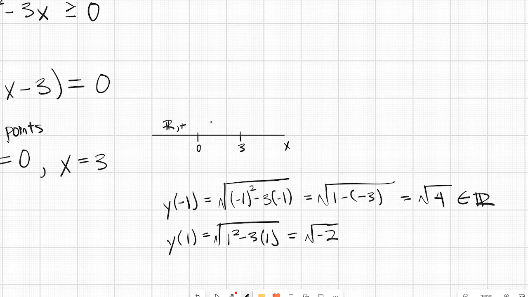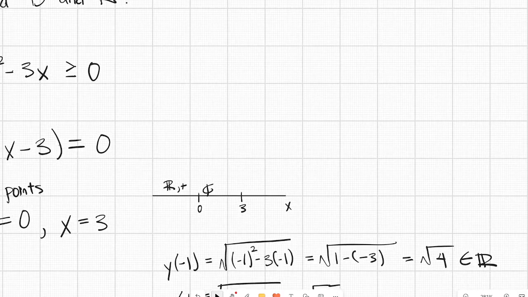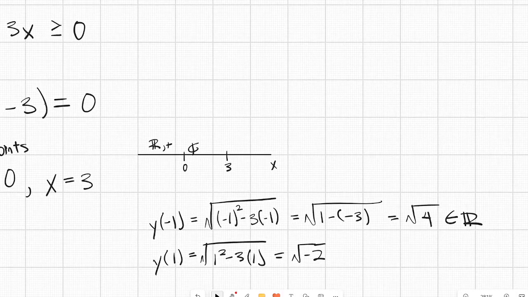And so we have imaginary numbers, and we can't really say it's negative. We just say that it is complex valued. And so the domain does not include this region here with these complex values of y.